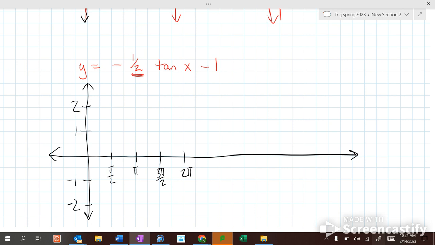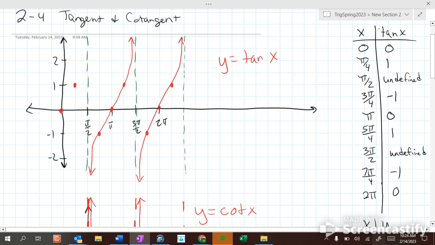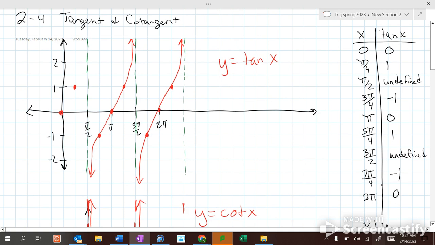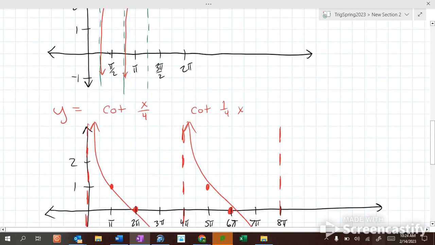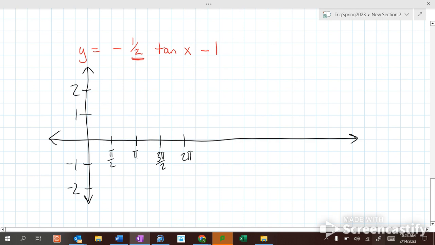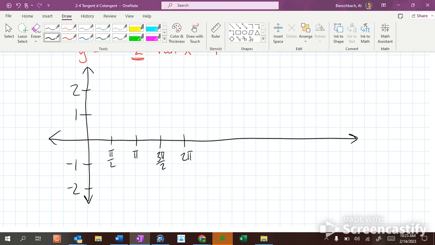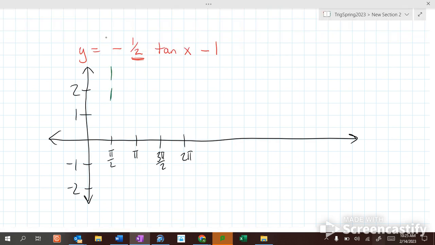All right. So, where are my asymptotes of tangent, my original tangent curve? Pi over 2, 3 pi over 2, 5 pi over 2. Does that change for this one? Will the asymptotes change? Am I moving anything left or right, making things skinnier, anything like that? Nope. So it should be the same. So let's make them the same. So I have an asymptote at pi over 2, 3 pi over 2, and then I'll go another one at 5 pi over 2.